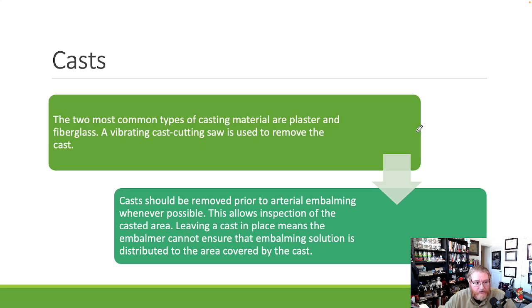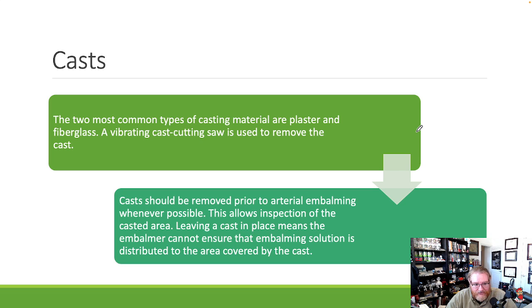Just saying. The two most common types of casting material, if you're going to get with cast, are plaster and fiberglass. A vibrating cutting saw is used to remove the cast. Cast should be removed whenever possible prior to embalming.